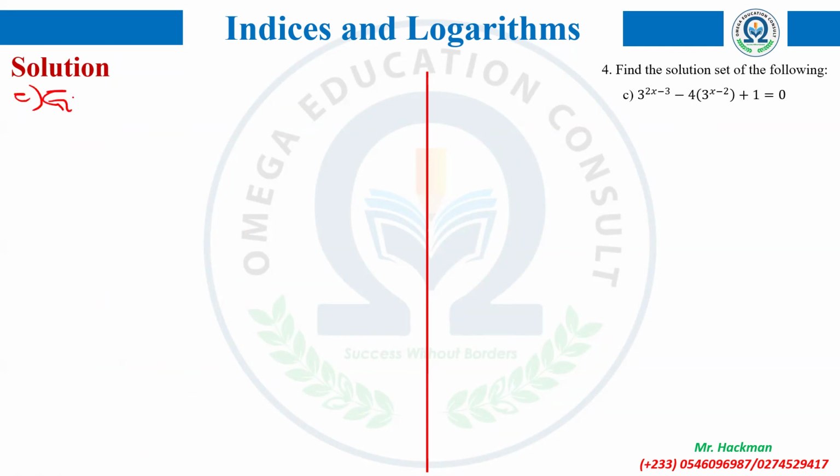What are we given? We are given 3 to the power 2x minus 3, minus 4 into 3 to the power x minus 2, plus 1 is equal to 0. So again, we are mature. Now we know that straight away I'll write this one as 3 to the power x all squared, all over 3 cubed. Do you agree?